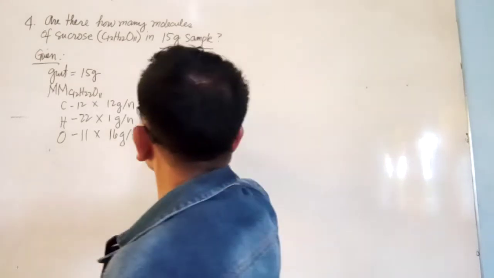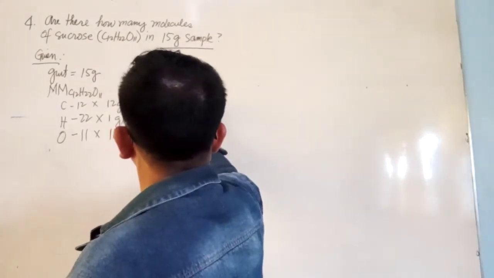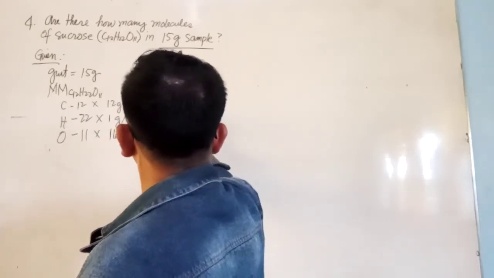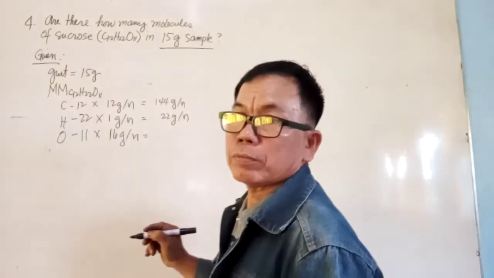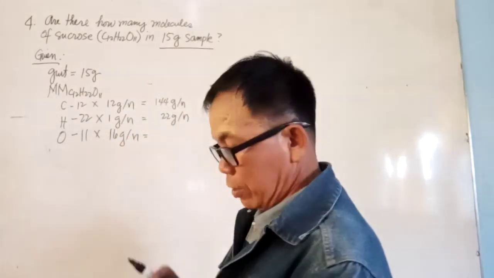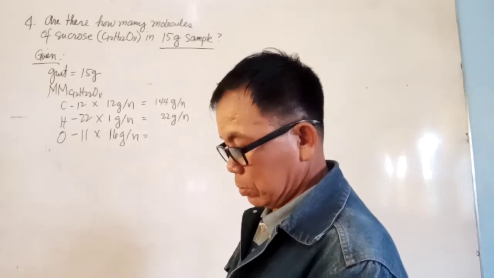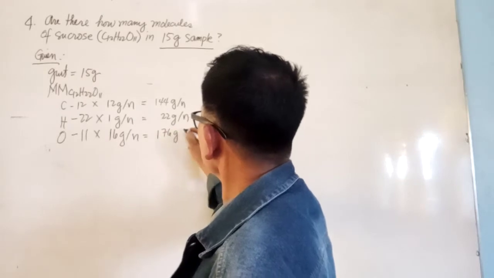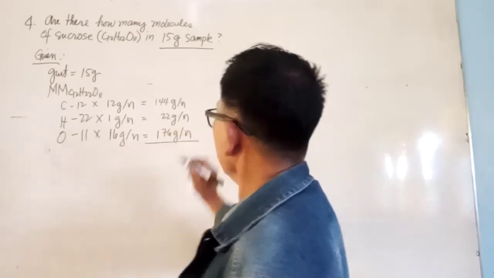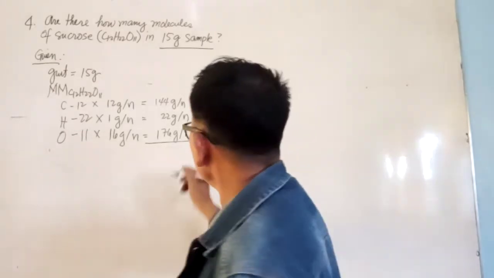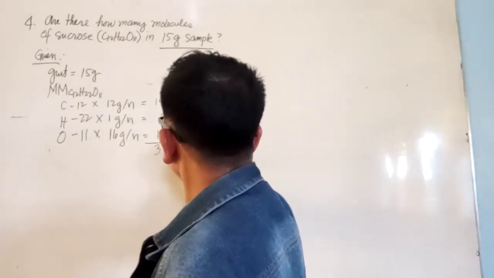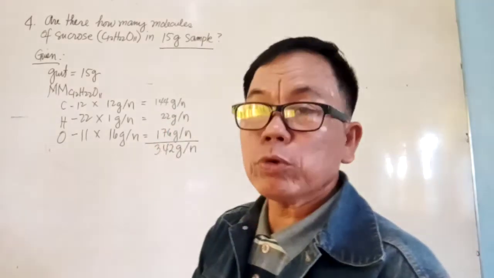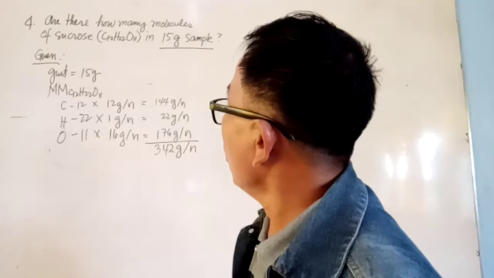You have 144 grams per mole. And then for hydrogen, you have 22 grams per mole. And then for oxygen, you have 176 grams per mole. And you're going to add this, it will give you 342 grams per mole. Okay. Now we have computed the molar mass of sucrose.